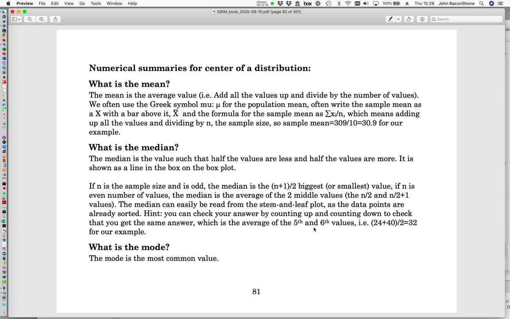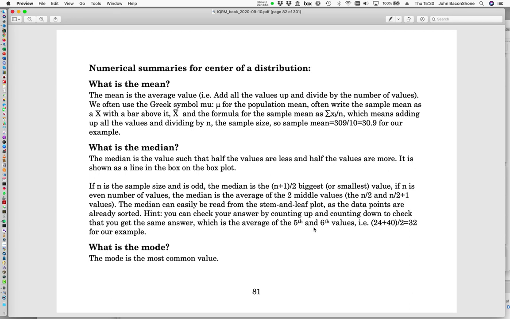We often write the sample mean as an x with a bar above it. And we often write the formula for the sample mean as sigma x_i over n. That sigma sign means we add up all the x values, and n here is our summary for the sample size. So for the sample mean, we just add up all those values. If you add up all those values in our previous data set, they add up to 309. We had 10 data points, so the mean is 30.9.